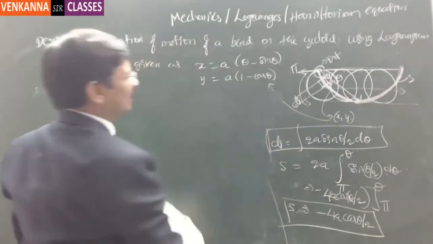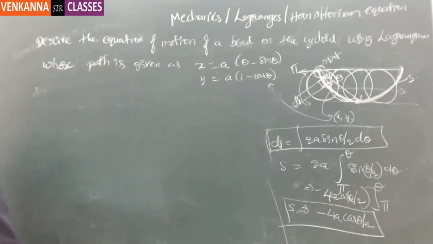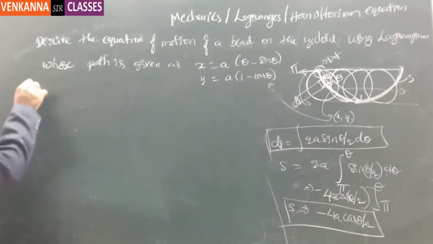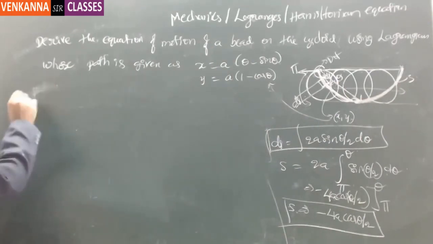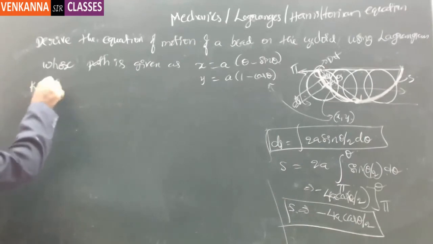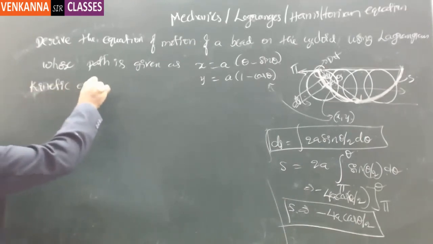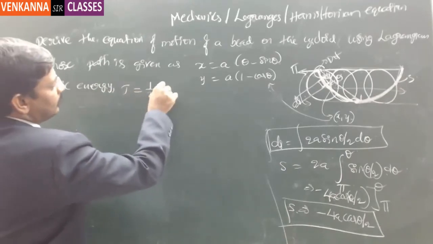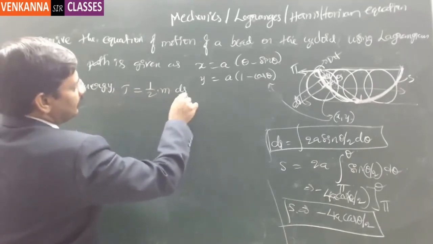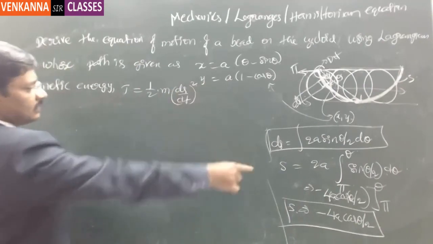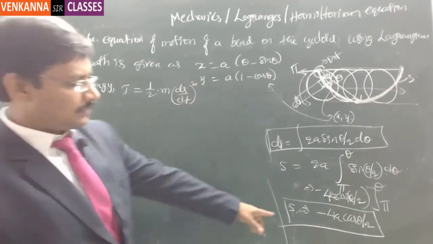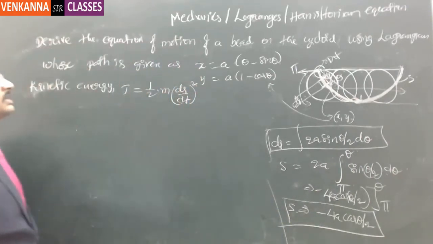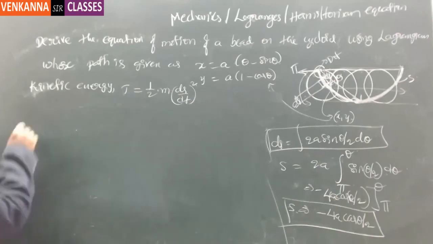So the S value we have got. Now from S, the kinetic energy T is given as half m v square, where v is nothing but ds by dt. This is exactly the reason we brought this into the picture. For ds by dt we need this s value. So ds by dt gives the kinetic energy, and then the potential energy.